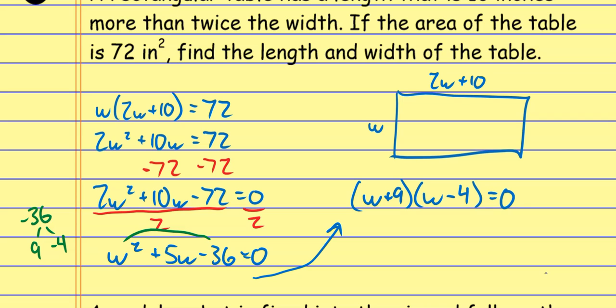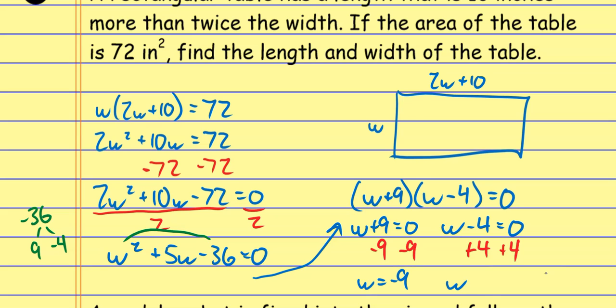And now I set each of these equal to 0, and I solve each. And so I get two answers here. I get W equals -9, and I also get W equals +4. And I'll tell you right now, one of those answers doesn't make any sense. If we're talking about the width of the rectangle, the negative doesn't make any sense in this scenario, so we can go ahead and cross that out.